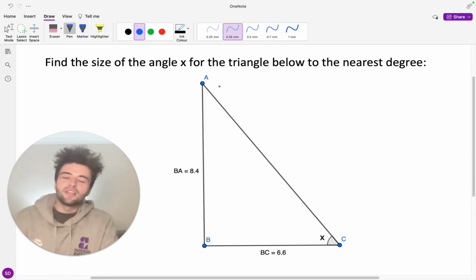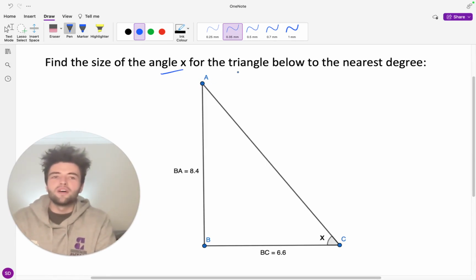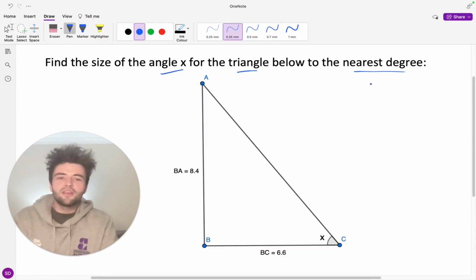So in this question, once again, I'm going to be looking for the angle x in a given triangle below, to the nearest degree. So you can see here we're given the length of two sides, the side BA. The reason it's called BA is because we have the corner, or vertex, B, and the vertex A. So the side BA is just the line which connects these two dots.